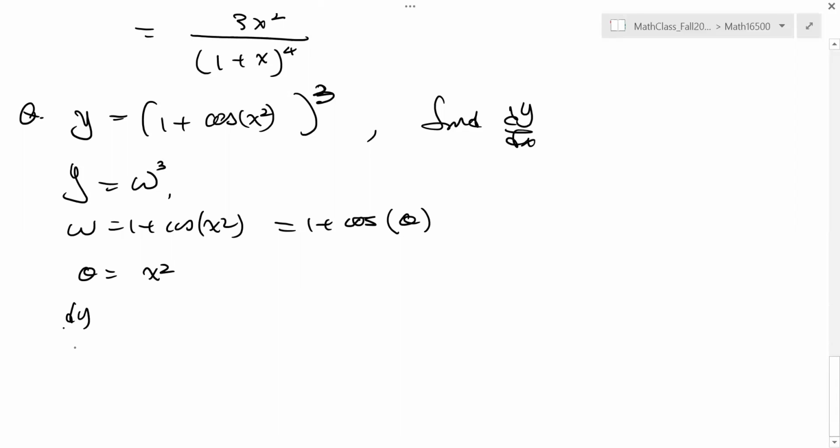So when you differentiate y with respect to x, you have to differentiate y with respect to w, differentiate w with respect to theta, and differentiate theta with respect to x. Okay, that's called the chain rule, because you can make this one very long. If you introduce 10 quantities between x and y, then you have 10 pieces.